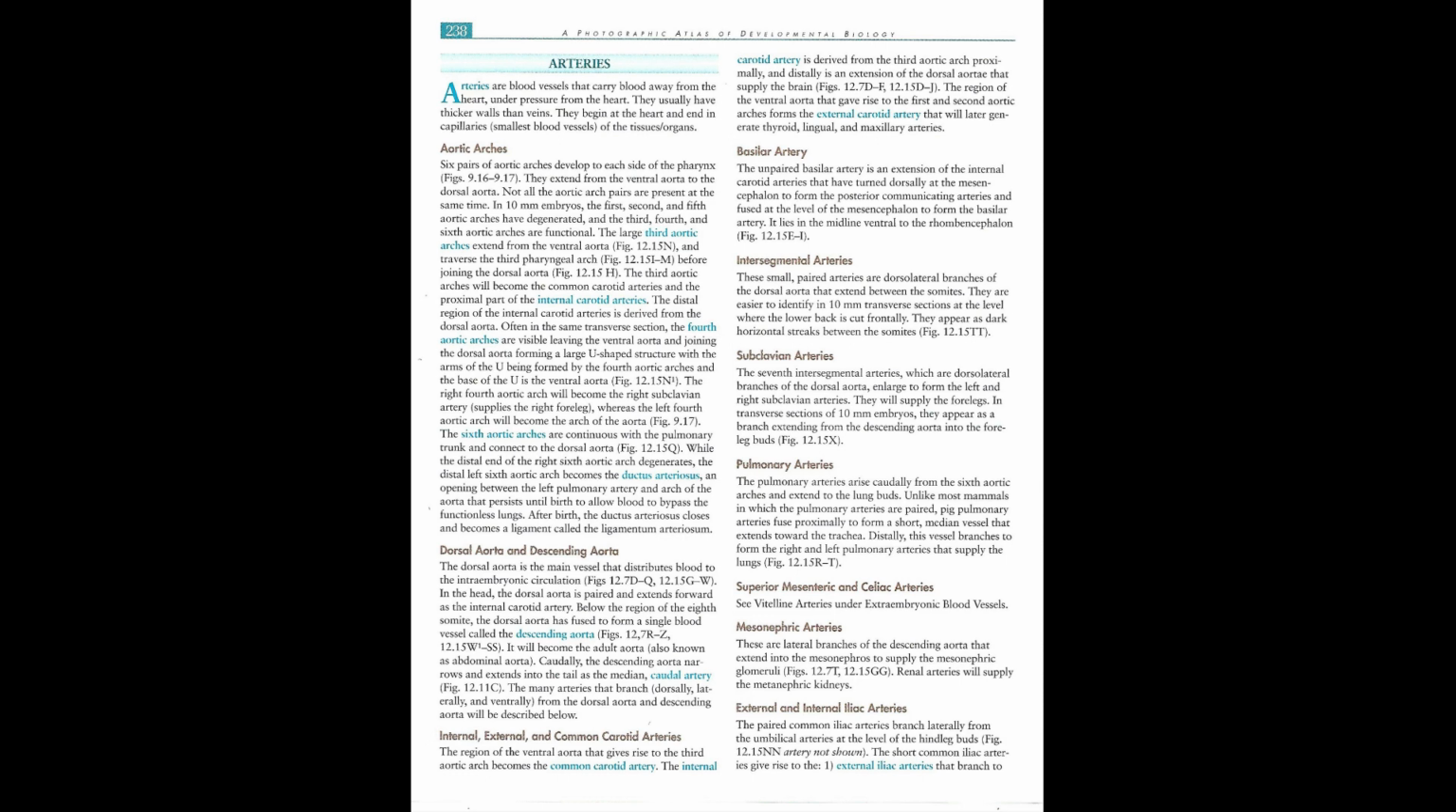In 10 mm embryos, the first, second, and fifth aortic arches have degenerated, and the third, fourth, and sixth aortic arches are functional. The large third aortic arches extend from the ventral aorta, Fig 12.15N, and traverse the third pharyngeal arch, Fig 12.15 IM, before joining the dorsal aorta, Fig 12.15H. The third aortic arches will become the common carotid arteries and the proximal part of the internal carotid artery. The distal region of the internal carotid arteries is derived from the dorsal aorta.